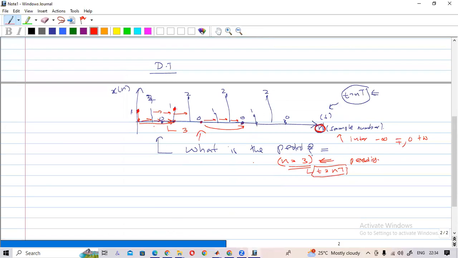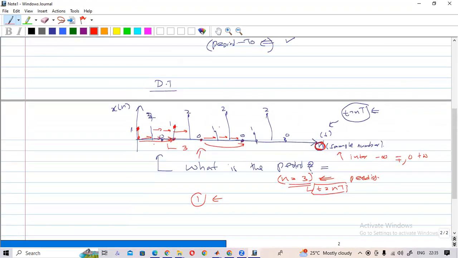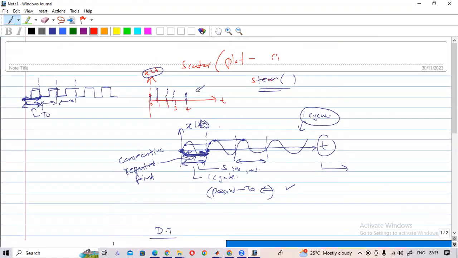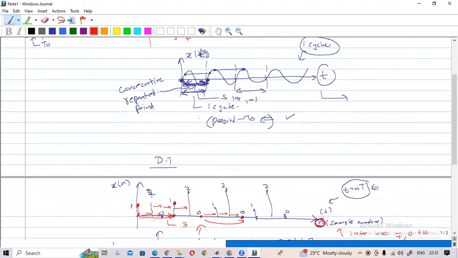The period is one, in terms of number of samples. So the period will be one here.